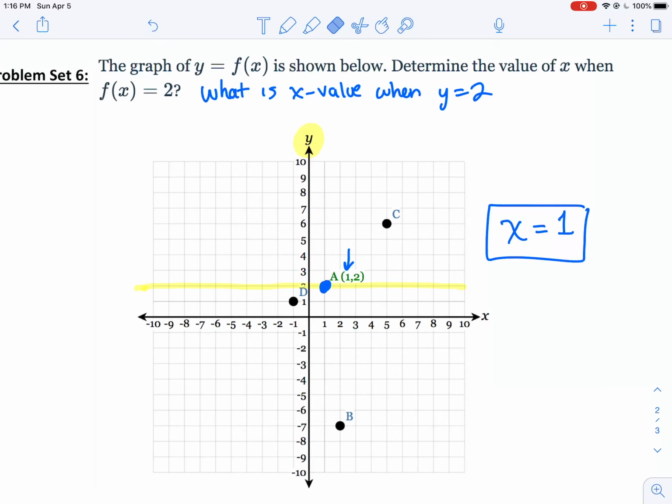So it's all about reading the graph. If it said, I'll do this in red here, what's f of x when we have 6 here? Well, go to your y-axis, find the point that lies on y is 6, and what's my x value? My x value is 5. Okay, so it's just all about reading the graph there.